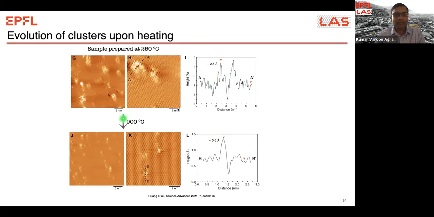And then if you heat this further to 900 degrees C, you are able to remove most of these oxygen functional groups, because the stability of the epoxy group is only up to 250 degrees C. Even ether groups are stable only up to 600 degrees C. And what you're left with is mostly semi-quinone groups, with a typical height of around 0.6 angstrom.